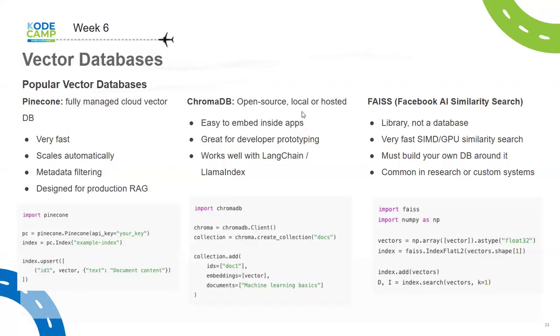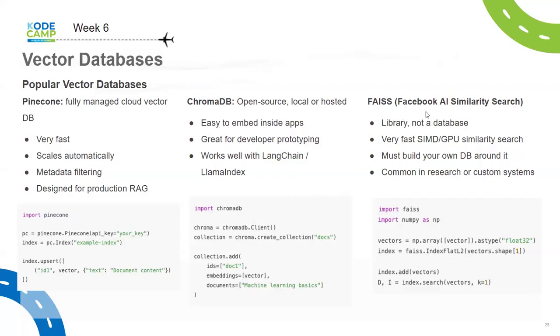Then ChromaDB is the same thing, right? But with ChromaDB, you can have it running locally on your system, or you can use a hosted one. So we are going to use a client that is local and it's easy to embed in your apps. It's great for prototyping, and it works with LangChain, Llama Index, and the rest.